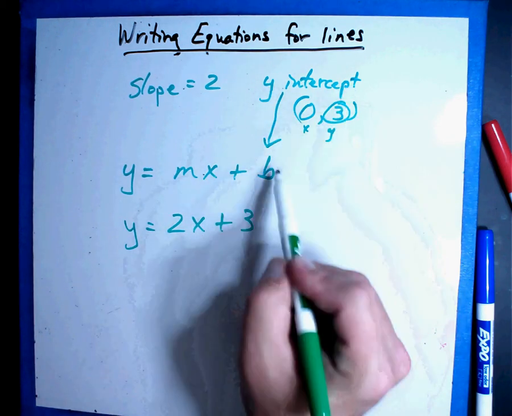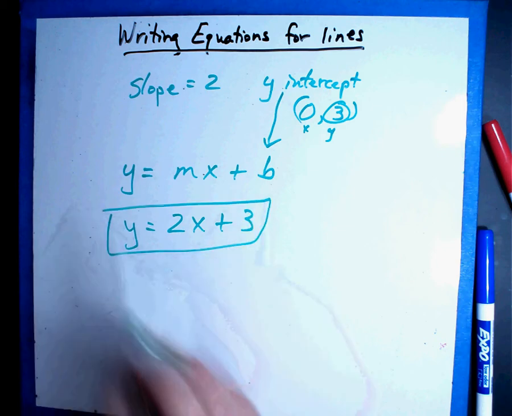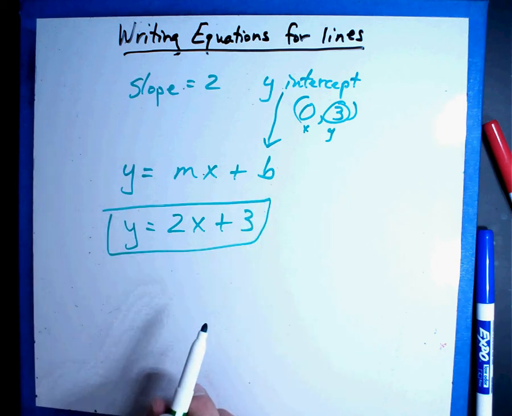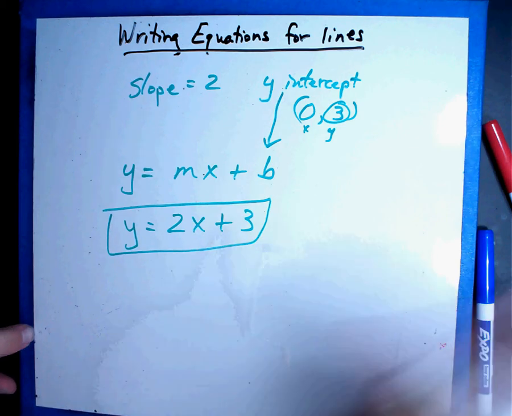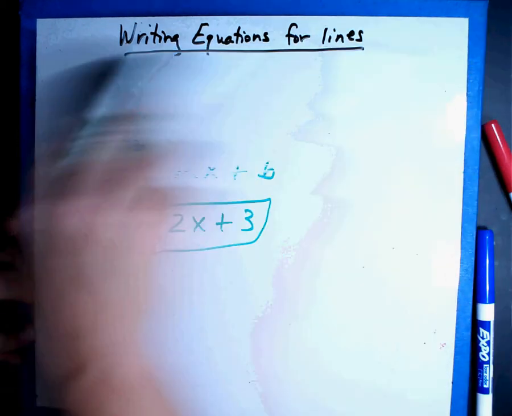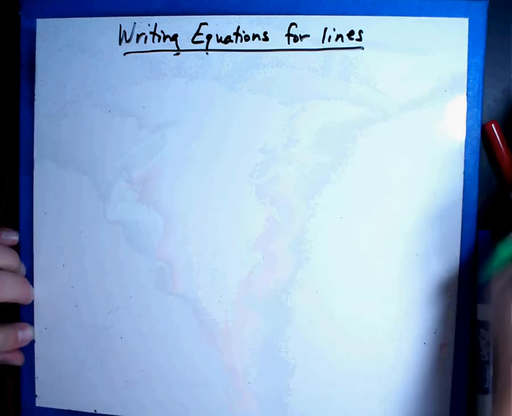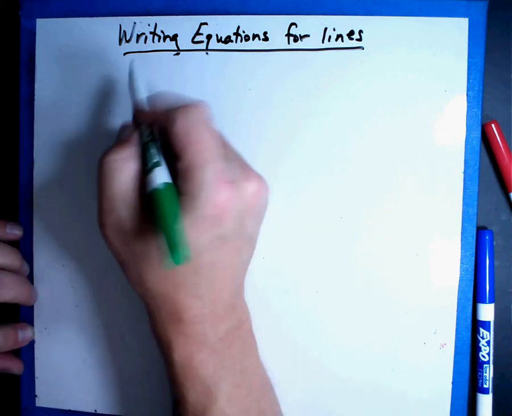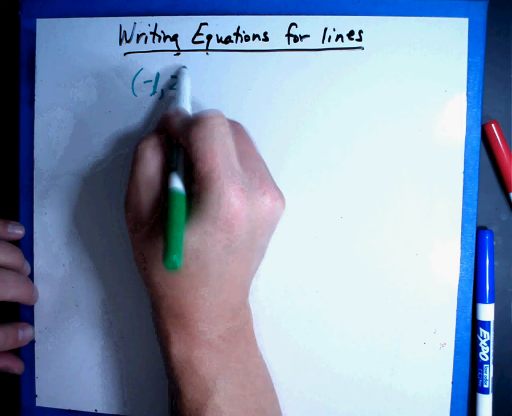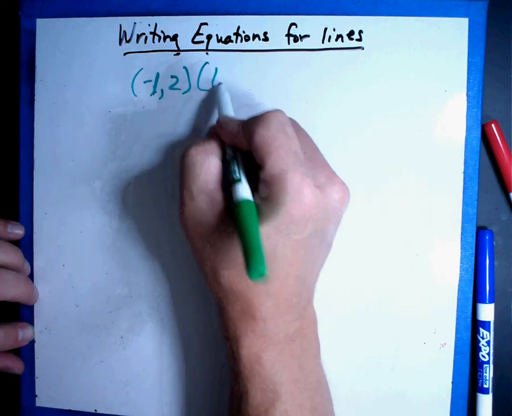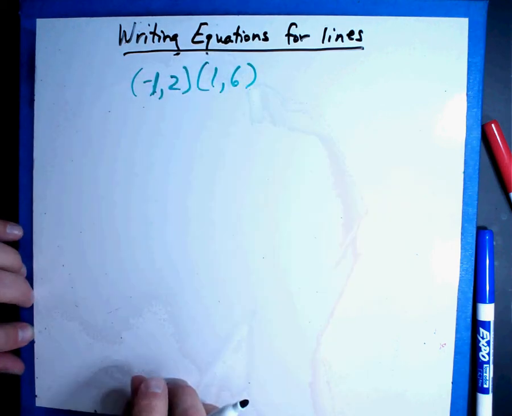It says y-intercept. I didn't have to do any work. They just wanted to see if I was paying attention and figured out what I needed to know. So sometimes they'll make it really easy on you. You just have to plug in the numbers. Last example. What if they told you that you had a line that passes through (-1, 2) and (1, 6), and they wanted to know the formula for the line.